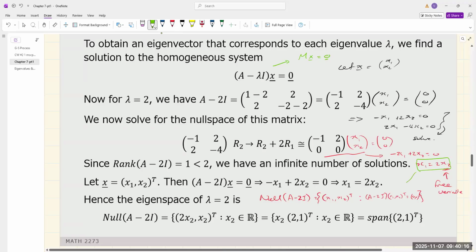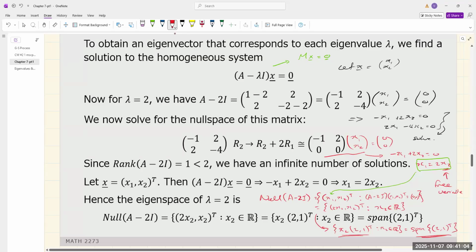For x1, I know it is 2x2. So I could take it and plug it in over here. Okay, so that becomes (2x2, x2)^T, where what is the restriction on x2? No restriction, any real number. They have x2 in common, so pull x2 out: x2 times (2, 1)^T, where x2 is any real number. This you should recognize as all scalar multiples of (2, 1), which is nothing but the span of (2, 1). Right? That is the eigenspace.